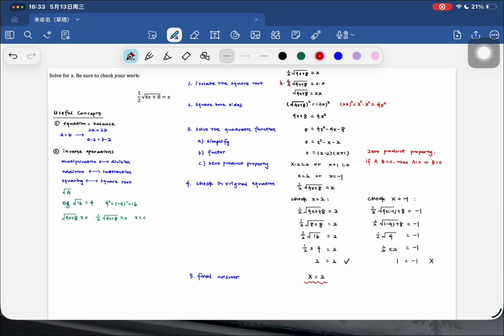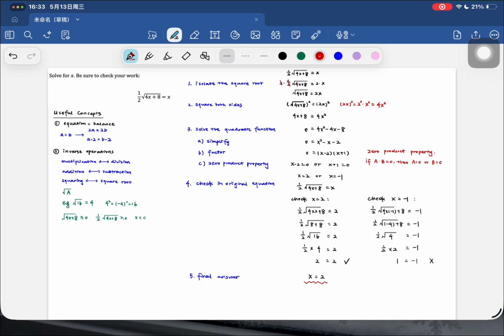So to summarize the whole process, we used several basic ideas. First, an equation is a balance, so we do the same operation to both sides. Second, inverse operations help us isolate the part we want to work with. Third, because this was a square root equation, we isolated the square root and squared both sides. And then, after squaring, we got a quadratic equation and solved it by factoring.